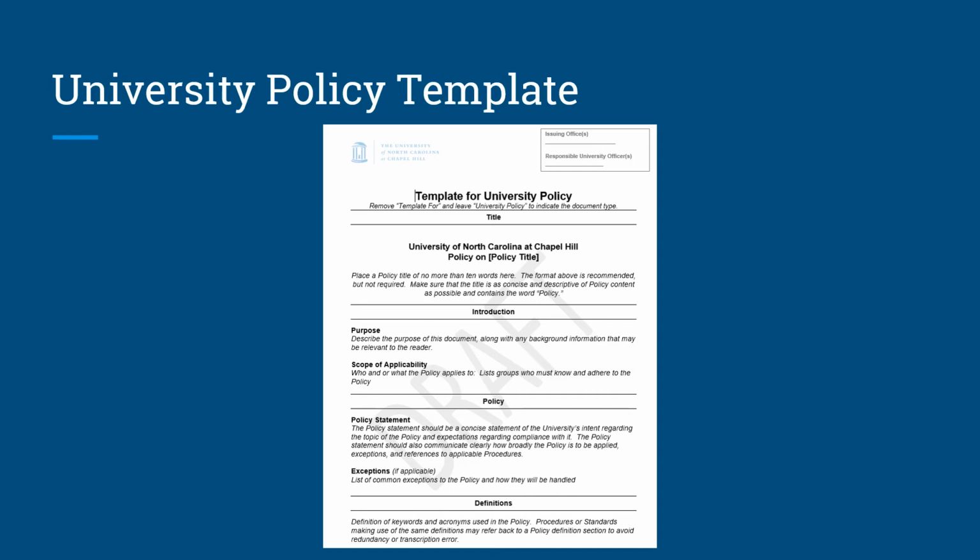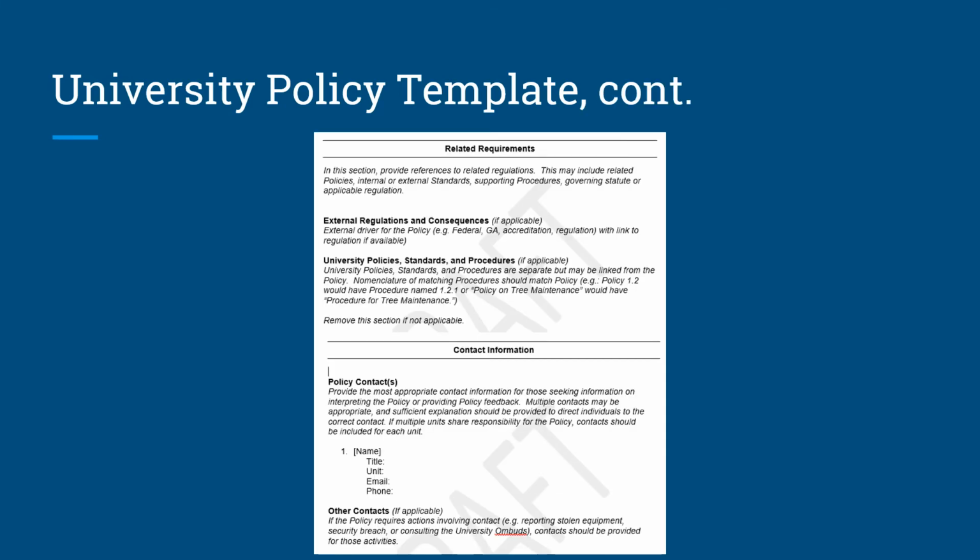The second page of the Word version of the University Policy Template has additional sections for related requirements and contact information. Note again the "if applicable" after the external regulations and consequences and the university policies, standards, and procedures sections, indicating these sections are optional. You can delete the entire related requirements section if your document does not have any external regulations or other university policies, standards, or procedures to cite.